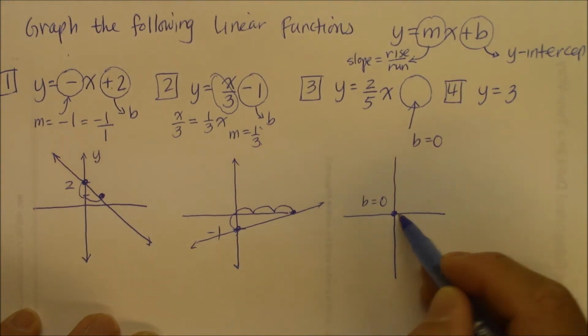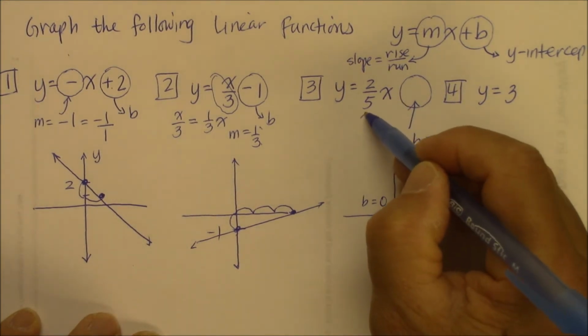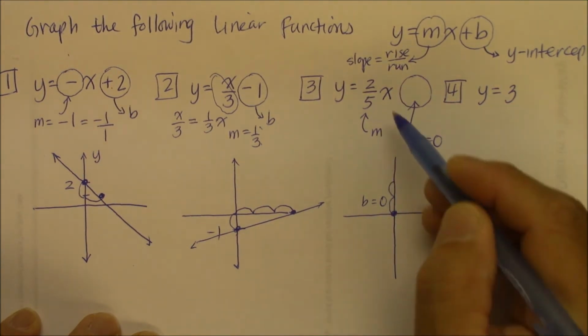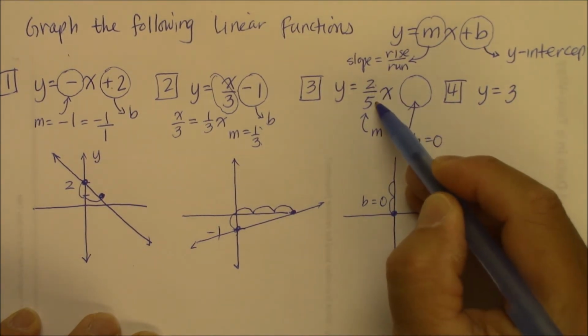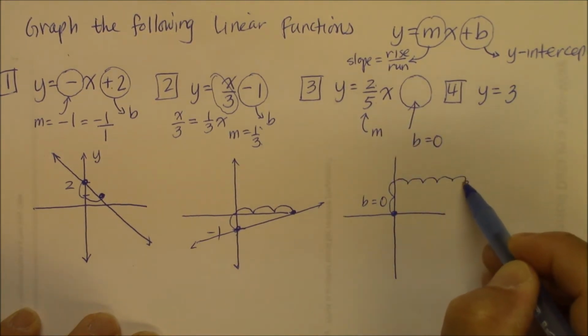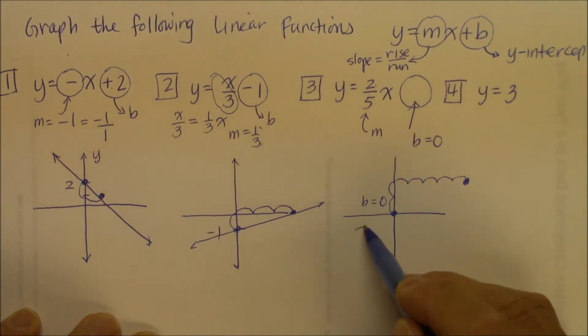And then from there, what's my rise over run, or my slope? It is up 2, because it's a positive 2. And the run is 5. 1, 2, 3, 4, 5. Bam! Right there. Draw a line. So this one goes up from left to right.